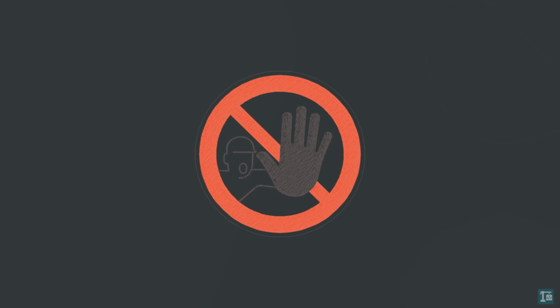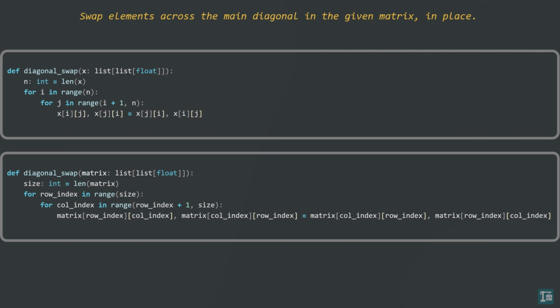Well, not so fast. Let's look at another example. A function that swaps elements across the diagonal of a matrix. The first version at the top uses short names like I, J, and N. The second version uses longer, more descriptive names like row index, column index, and size. Sure, it is clearer, but it's also too verbose, making it harder to read. I mean, does row index really add that much clarity over I?